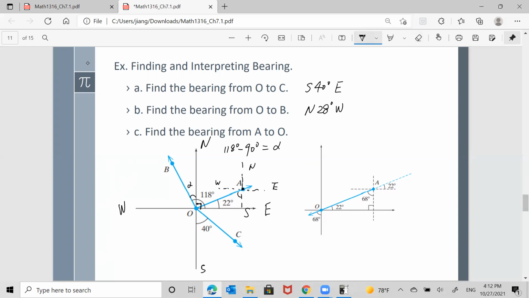And then we are looking for this angle. So south goes first, and the last one must be west because it's on the west part. How to find this angle?